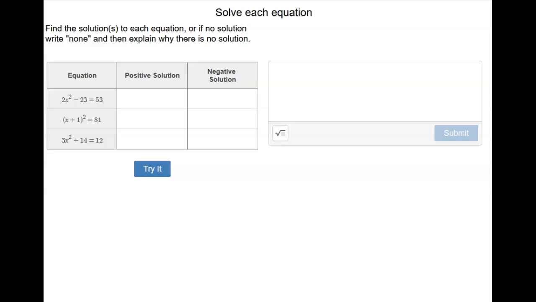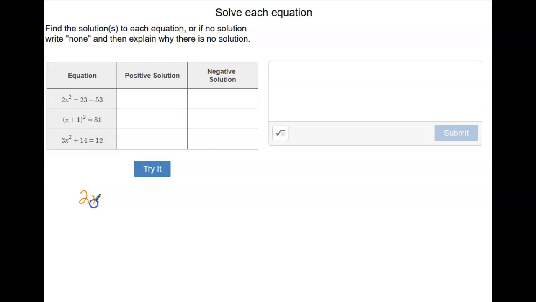Solve each equation, find the solution to each equation, or if there is no solution, write none and explain why there is no solution. So for the first one, remember that when we are solving an equation, we always want to try and get the exponent by itself or the root by itself first.